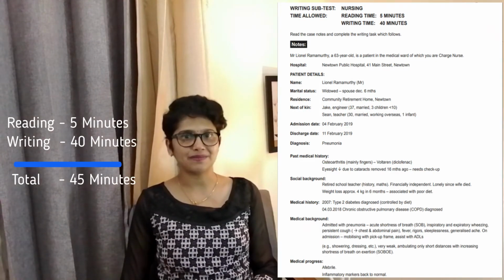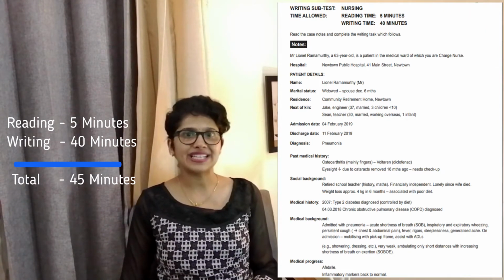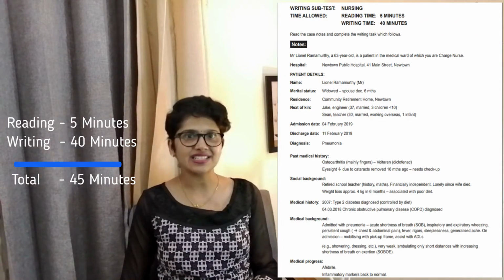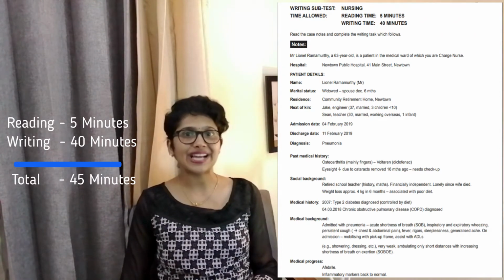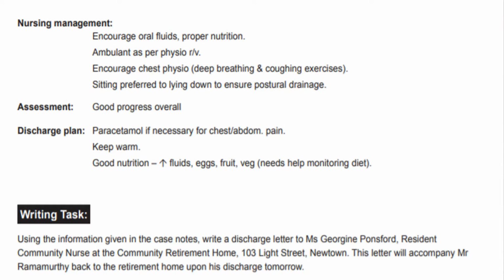Let us look at a writing task. This is a case note downloaded from the OET website. The duration of the test is 45 minutes. In that 45 minutes, 5 minutes is allotted for reading the task and you are not allowed to write anything during that time and the rest 40 minutes is for writing. And your task will be given at the end.